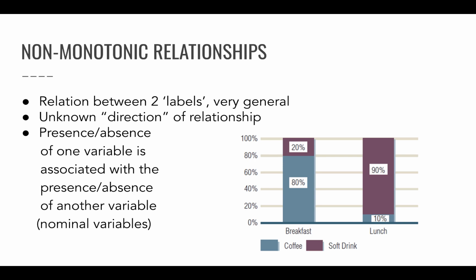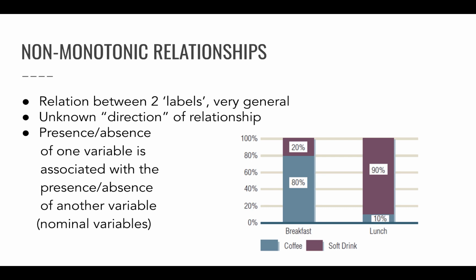So with a non-monotonic relationship, you basically look at the relation between two labels, between two nominal or sometimes ordinal variables. So this is a very general way of looking at relationships because you don't know the direction of that relationship. All you could say is that in the presence or absence of one variable, there is a presence or absence of another variable. So more than presence versus absence, you can't really say because there's no direction.